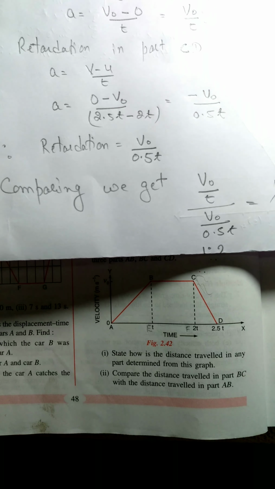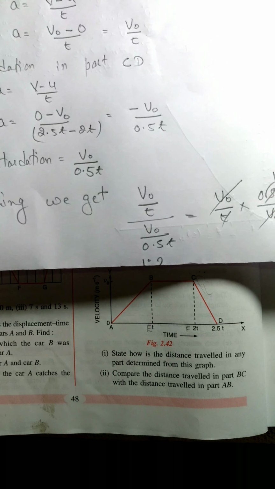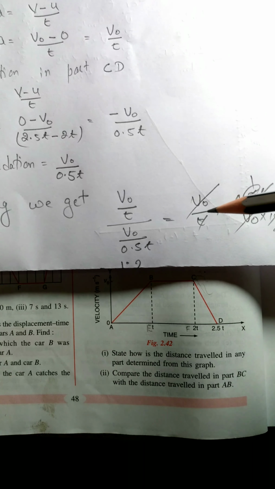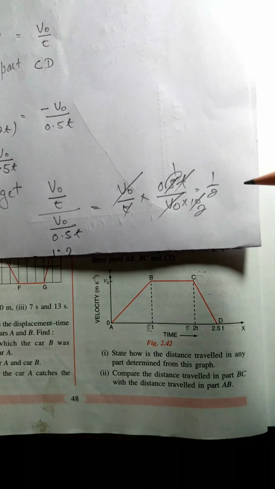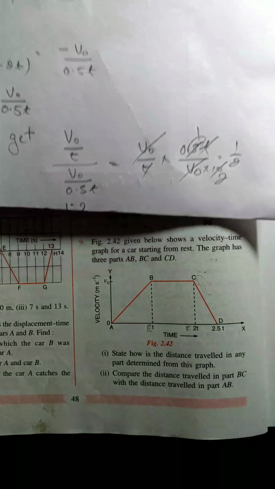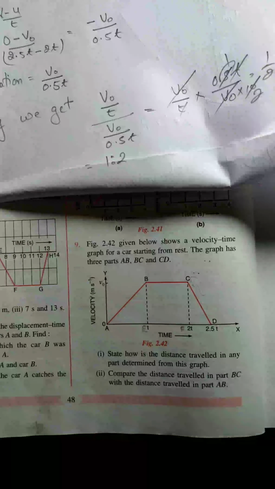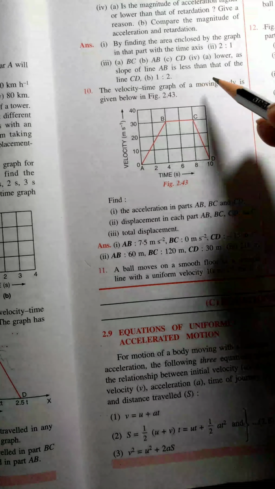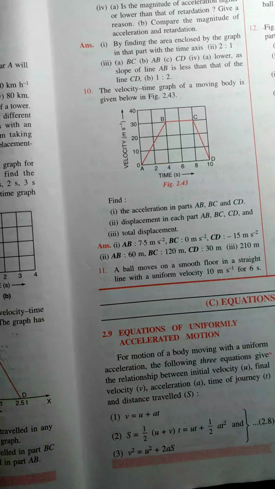Since the first was acceleration, comparing again, we divide the first value by the second value. So v naught upon t divided by v naught upon 0.5t. If I solve this, I get 1 upon 2, hence the ratio will be 1:2. I was wondering whether that might not match the answer given in the book, but it matches. It is 1:2. So this is number 9.